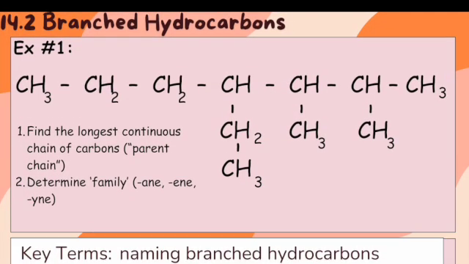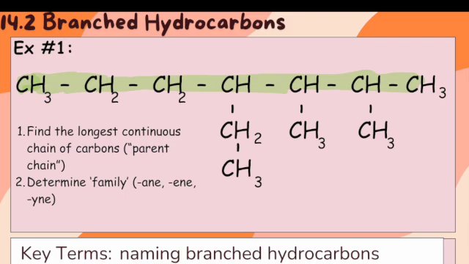Okay, so first example is this hydrocarbon here. First step, find the longest chain of continuous carbons, or in other words, the parent chain. Okay, so the parent chain would be here. Okay, so this is 7 carbons. Now, the parent chains don't always have to be in a straight line.